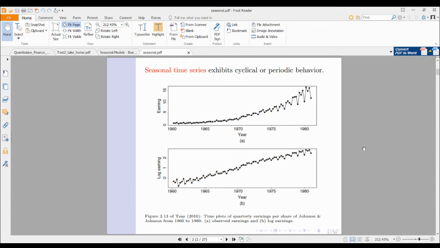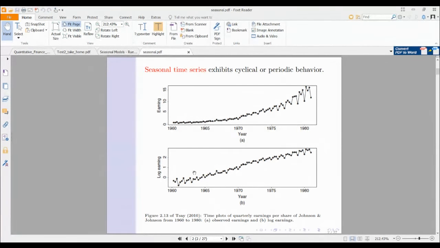However, it's still there. Now, a way to correct for the variance is taking the logarithm of the data, right? So we're taking our logs for sure instead of just earnings. Then we have a little bit less of heteroscedasticity. Okay.